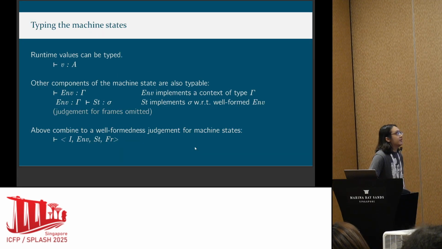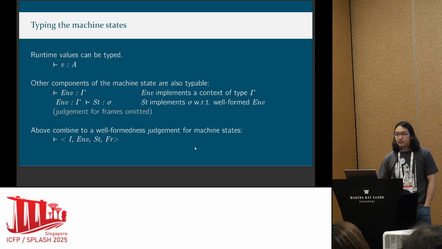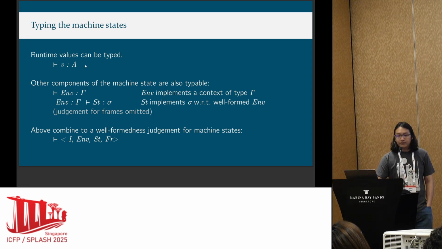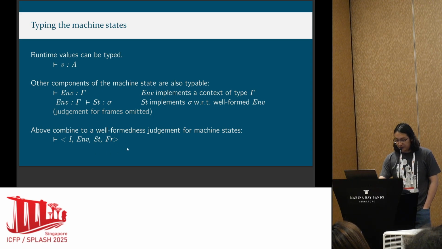And you might discover that we can do much more than just typing the instructions, but we can also type the entire structure of the machine. So we can type the runtime values, which are just base values and closure values of the language. And then we can also give judgments for the environment and the stack, saying when an environment implements a stack of shape gamma, and when the stack implements an abstract stack sigma with respect to some well-formed environment. And finally, we can combine all of these to say that we have a well-formedness judgment for all the machine states.